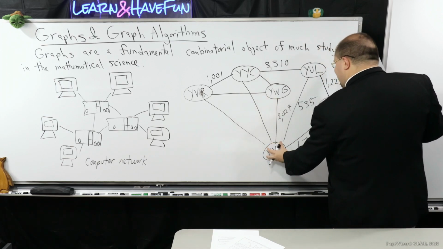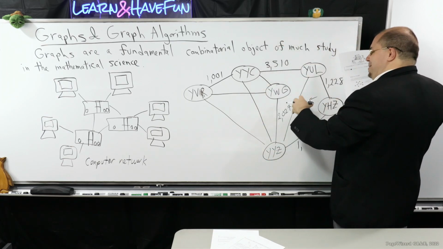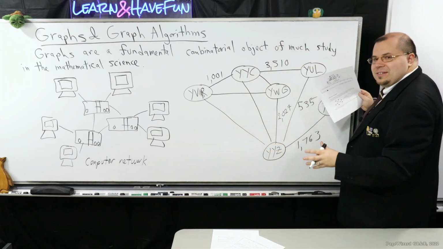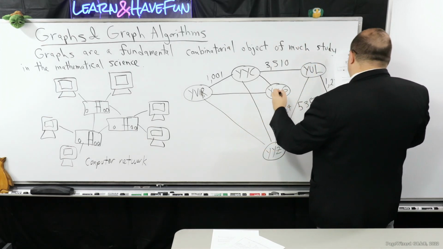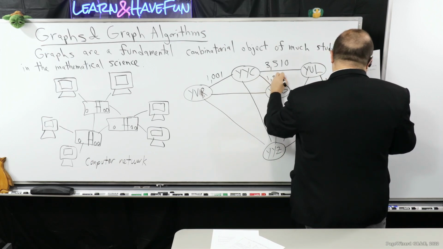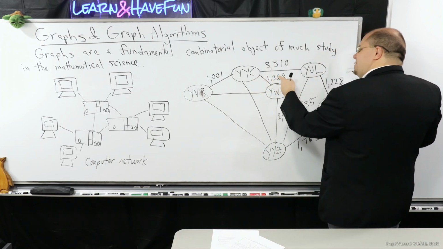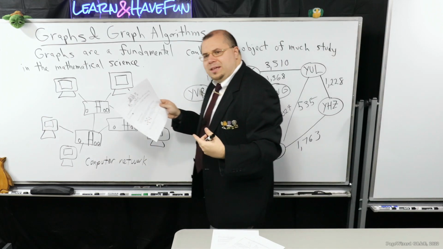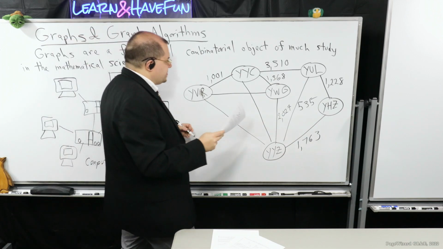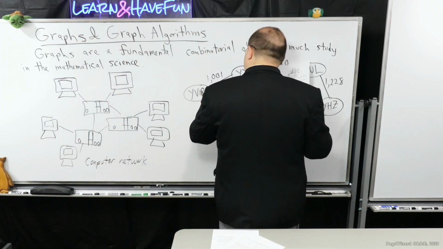So it wouldn't have mattered if I put YYZ up here. It wouldn't matter if I put YWG over here. It doesn't make any difference. It's the connections between them that matter. So you're going to see that very often when I draw these. Even if I were to assign, say, distances or anything like that to these edges, it doesn't make any difference. Hopefully that is clear.